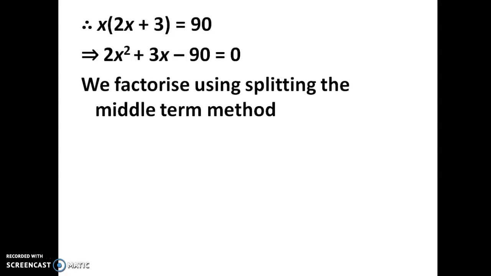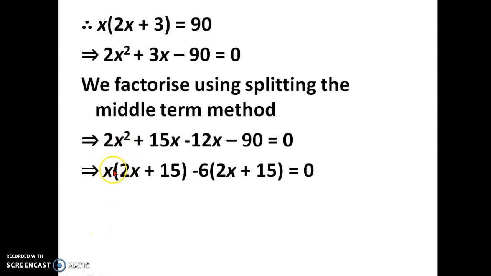Okay. So factorize by splitting the middle term. So after splitting the middle term, I got 2x square plus 15x minus 12x minus 90 equal to 0. So take out common now. So x is common, x is taken out. Inside the bracket 2x plus 15 will be there. Here 6 is common, so 6 is taken out and inside the bracket 2x plus 15 will be there. Okay. So the two factors are 2x plus 15 into x minus 6 equal to 0.